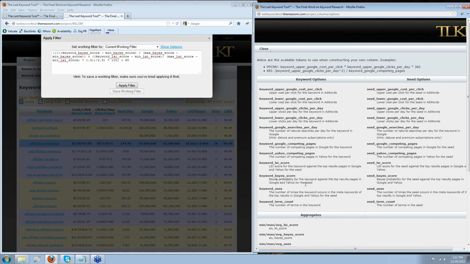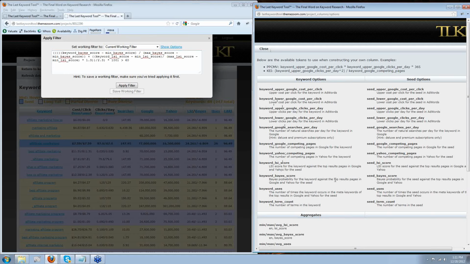What we do is we take the top 100 results in Google and Yahoo, and we use that as the basis for our LSI, for our corpus for LSI. So what this is doing is it's taking the Bayesian probability against that particular corpus. That makes it that much more relevant. So it's taking the keyword Bayesian score and it's subtracting the minimum Bayes score.